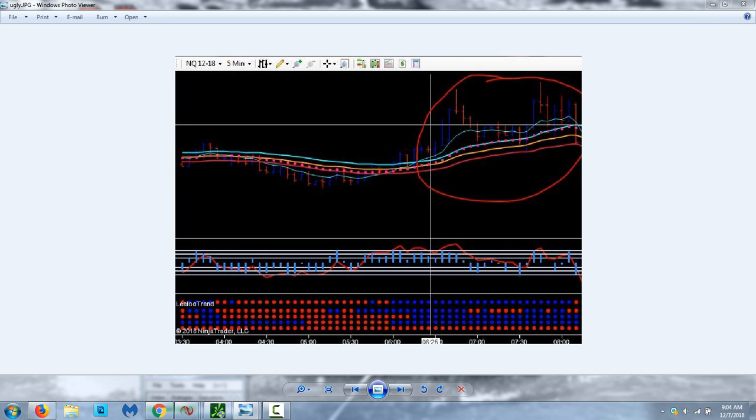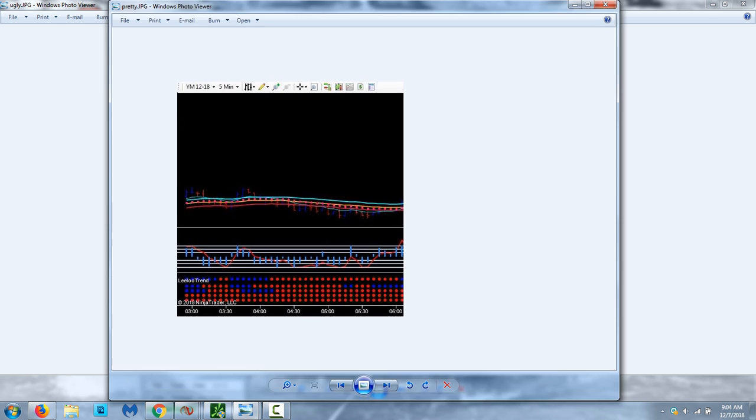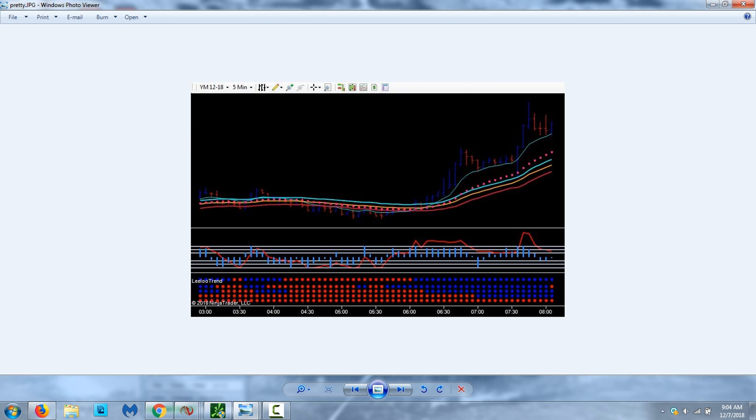This is the same exact time frame. Instead of the NQ, we have the YM. And you can see this is the same exact time frame, but the market structure within the YM was much more attractive. So that's when you look to the instrument when I've said, make sure you have the instrument with the most attractive market structure. This is the most attractive market structure because it's clean.